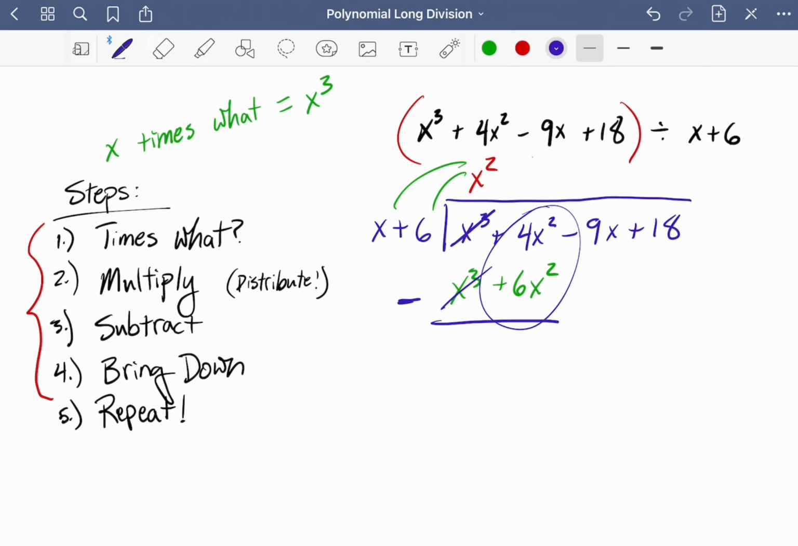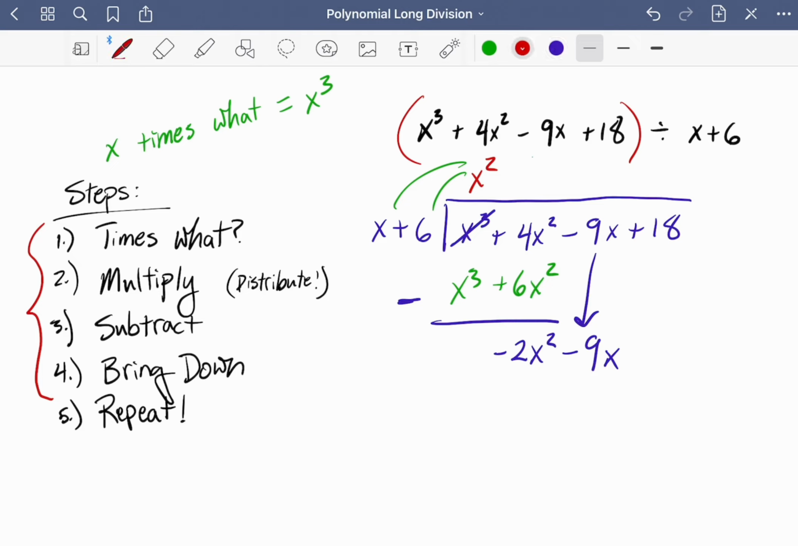Now, if you think the answer is 10x squared, I'm sorry, but you're wrong. This is a really common mistake. People just see the plus here and they think they should add. They forget that there is this subtraction sign out in front. This is really 4x squared minus 6x squared, which equals negative 2x squared. So be careful there. Next, we're on to step 4, which is to bring down just the next term in that original polynomial. So minus 9x, like that. And so we have completed our first cycle, and now we're going to start all over again.